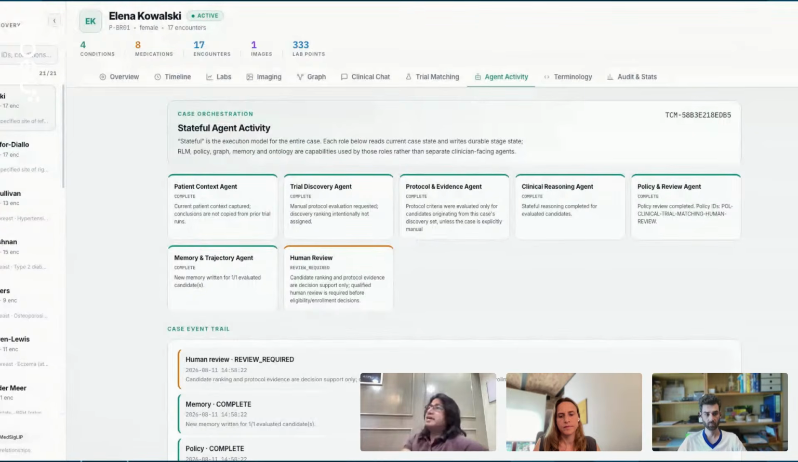The protocol evidence is basically where we look into the criteria. Now, this is where the most interesting part comes in, because protocol evidence, clinical reasoning, policy, and memory work hand in hand, in parallel. This is not sequential, because each protocol criterion, even if it is just one criterion, is run through reasoning. It goes through the policy, tries to understand what policies are applied for that particular criterion, and then writes into the trajectory and the memory agent. All these 4 agents work together.